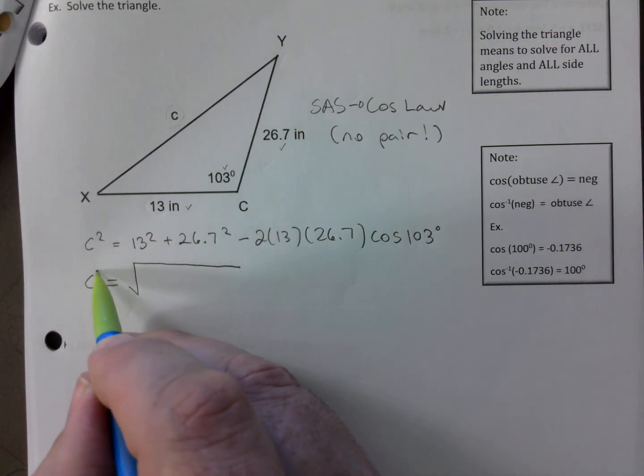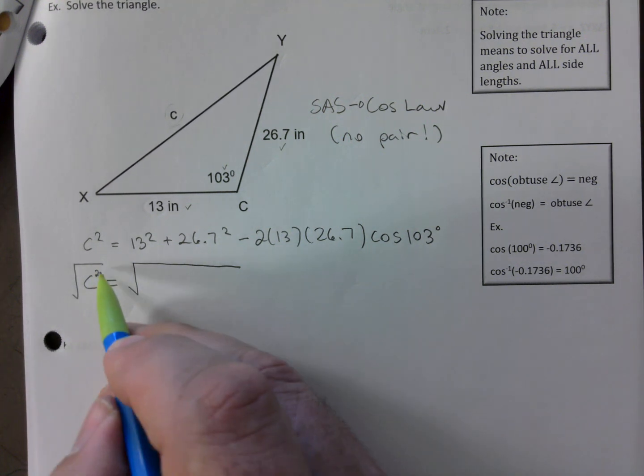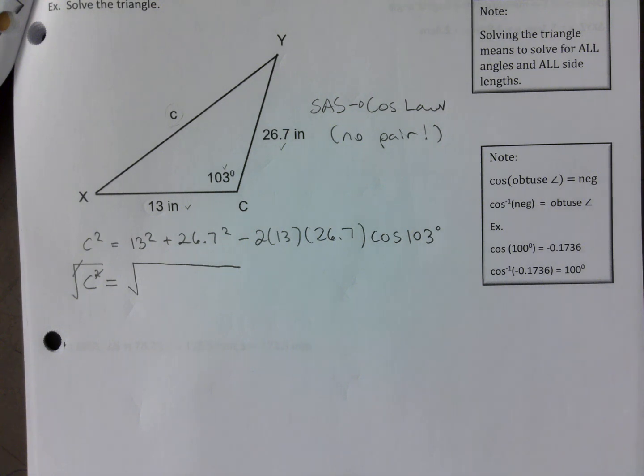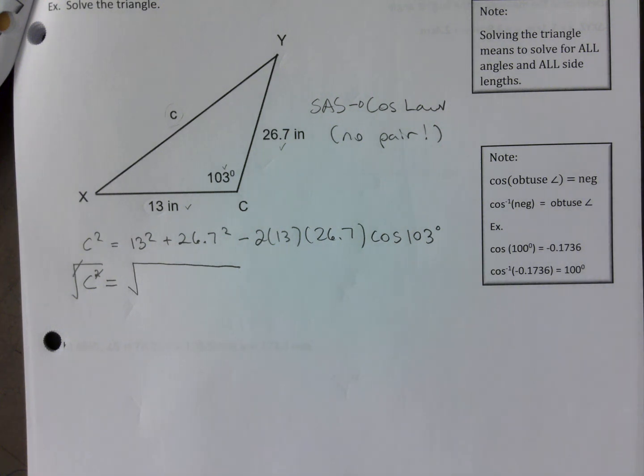You know what? It doesn't hurt. Why don't we do that? Basically what you're doing is you're taking the root of both sides. So you get rid of the square and the square root. So you're left with C. And then plug in this whole thing into your calculator right now.